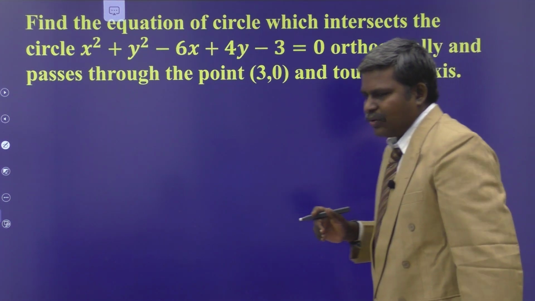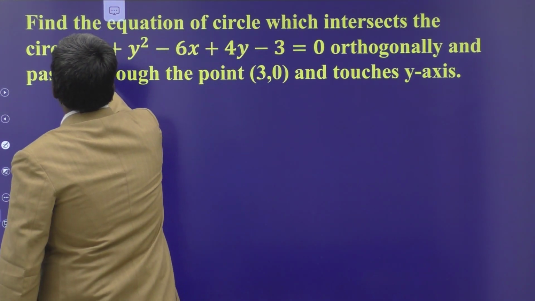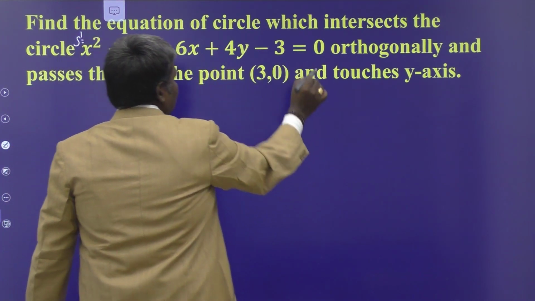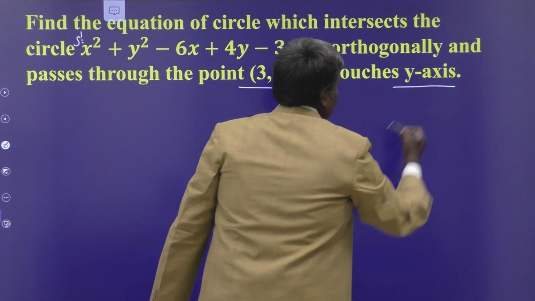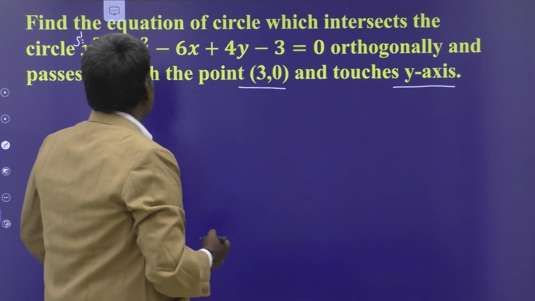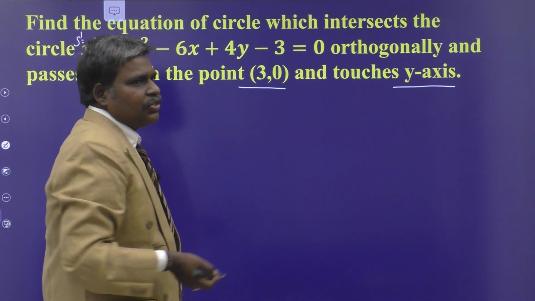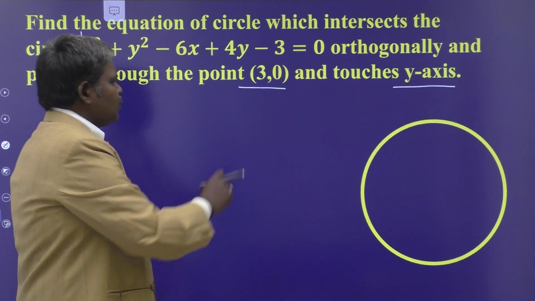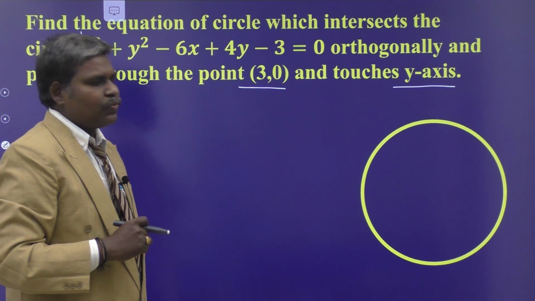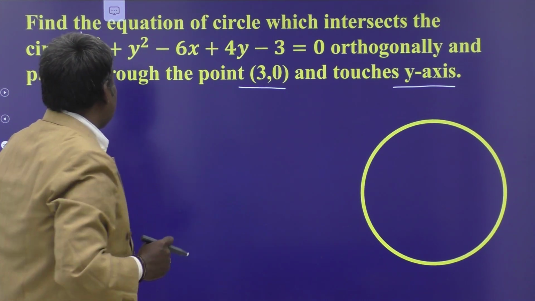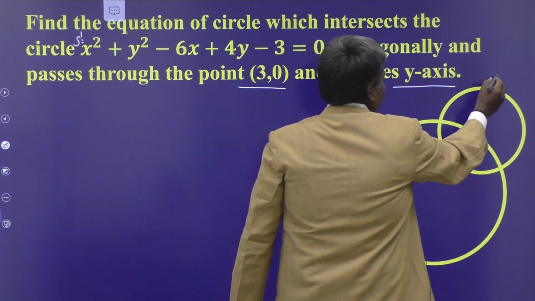Here also you have 3 conditions. What are the 3 conditions here? Intersects the circle, suppose say s dash, orthogonally, and passing through the point 3, 0, and touches the y-axis. These are the 3 conditions. This is the first condition, second condition, third condition. So let s equal to 0 be the required equation. Suppose this is the required circle which satisfies the 3 given conditions. What are they? The circle intersects s dash equal to 0 orthogonally. This is s dash equal to 0.